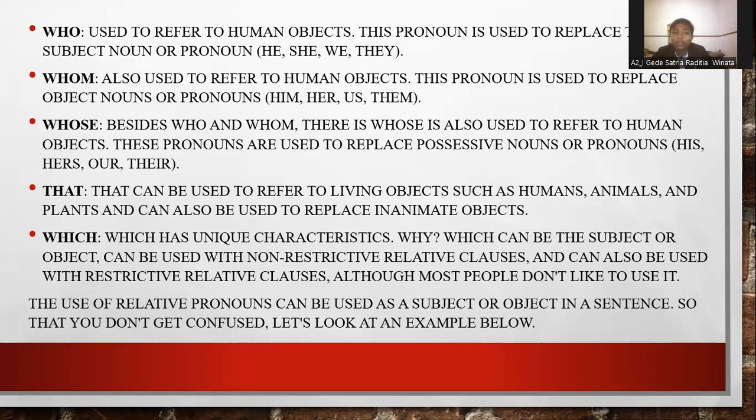The fourth, that, can be used to refer to living objects such as humans, animals, and plants, and can also replace inanimate objects. Which has a unique characteristic: it can be the subject or object, can be used with a non-restrictive relative clause, and can also be used with a restrictive relative clause, although most people do not like to use it. Relative pronouns can be used as a subject or object in a sentence. So that you don't get confused, let's look at an example below.